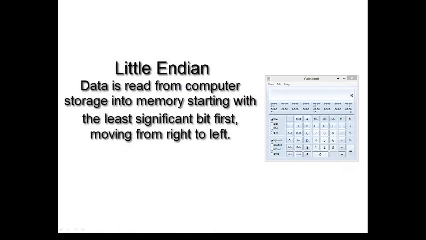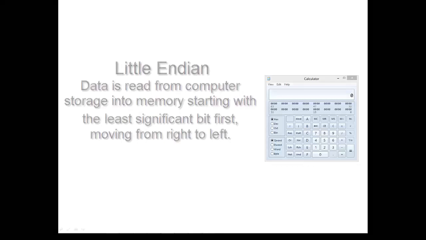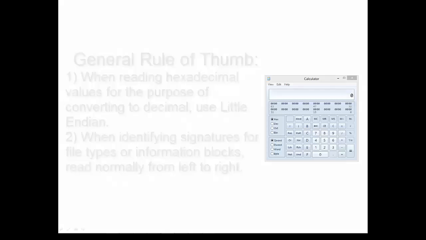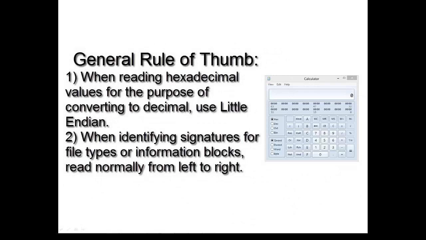Little endian refers to the order in which a sequence of bytes are stored in computer memory. Little endian means that the least significant value of a sequence is read first. In plain English, this means that you will be reading values from right to left. As a general rule of thumb, when you read hexadecimal values from a hard disk for the purpose of converting to decimal, you will use the little endian format.